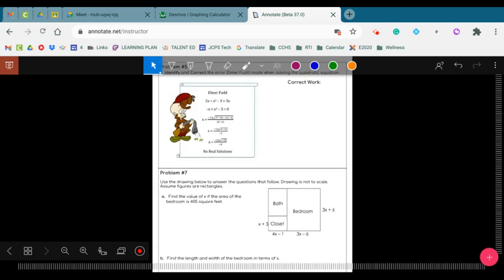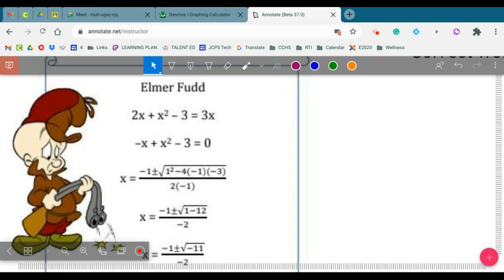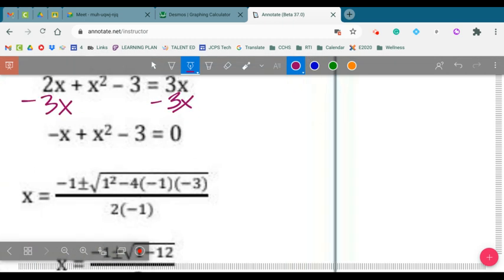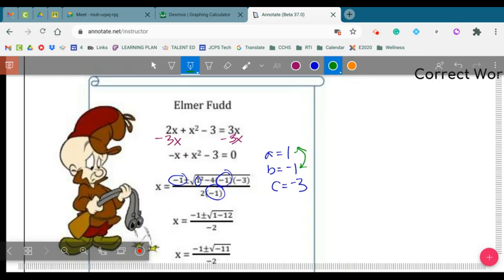Okay, next page. It says identify and correct Elmer Fudd's problem. So he first moved this 3x over, and he got negative x. Okay, that's right. And then if you identify your a, which is the number next to x squared, it is 1, your b is negative 1, and your c is negative 3. Let's see if he plugged these in right. So if you plugged in the negative b, this should have been flipped, so that's wrong. This should be a negative 1, and this should be a positive 1, and this should be a positive 1.